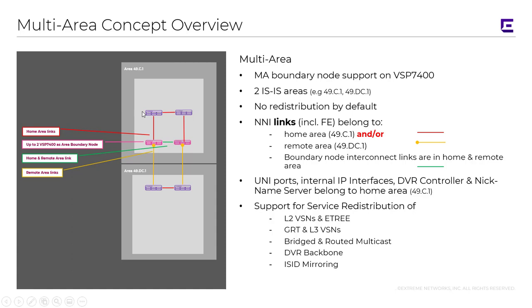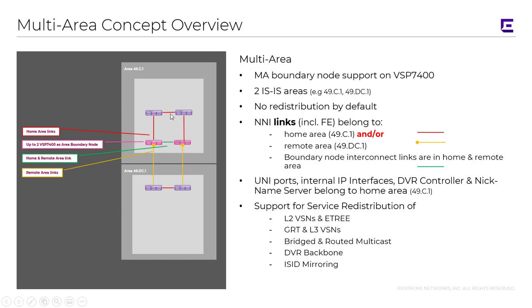Now, this will become a little bit more obvious. It's a little bit more complex than that. We'll talk about the details on that. But it's important to note that the nodes that are resident in each area can be running any version of VOSS. They could be any model. The only requisite is that the boundary nodes themselves have to be VSP 7400s, and they have to be running VOSS 8.4.